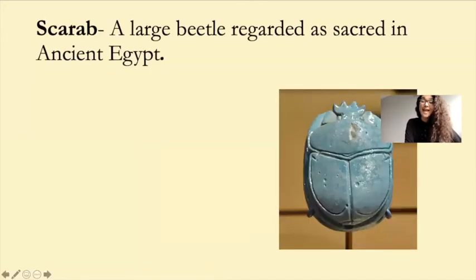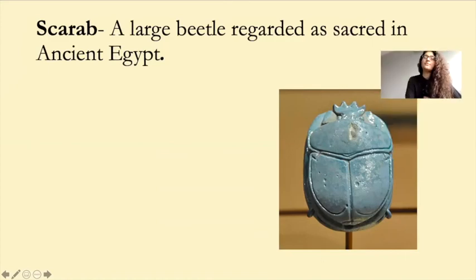Scarab. Now, a scarab is a large beetle that was regarded as sacred in ancient Egypt. So you know how in Hinduism, I know that the cow, for some Hindus, is quite an important animal. So for the ancient Egyptians, the scarab was the important living thing for them, and it was regarded as sacred. Sacred means something that's super, super important.